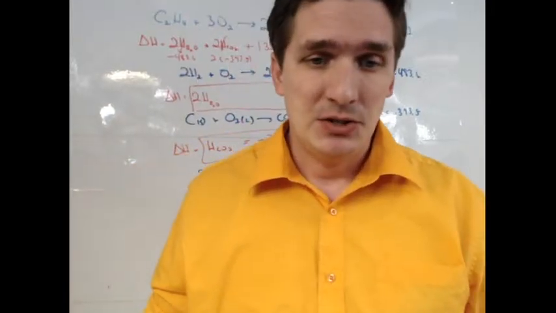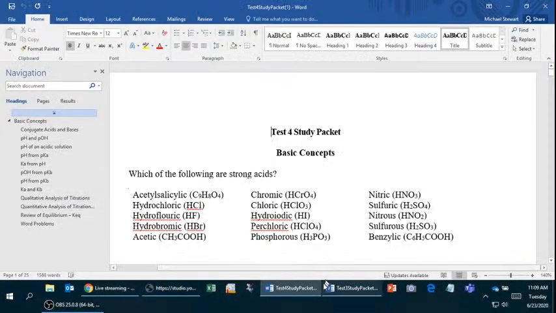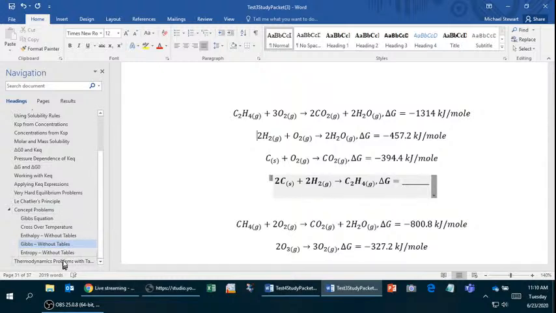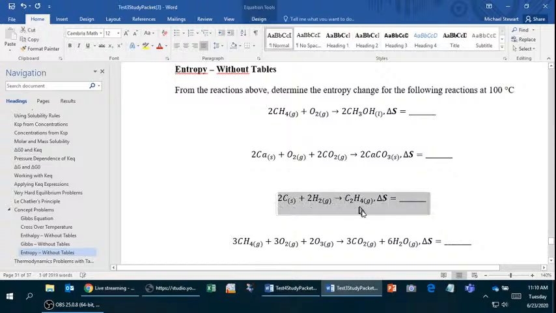Now for the last page, you're going to notice that all of these correspond to previous problems. So we have this 2C, 2H2, 2C2H4. This was the one we've already solved for. So we've already gotten the delta H and the delta G for this reaction.